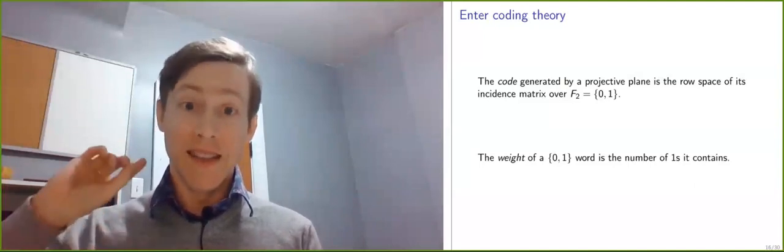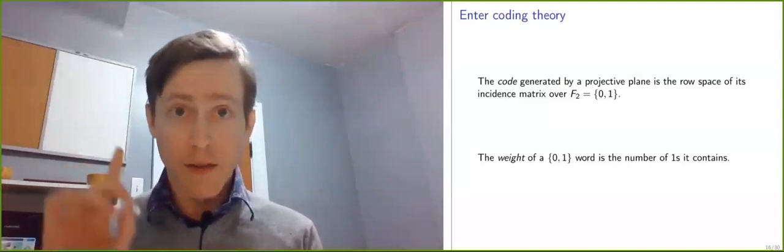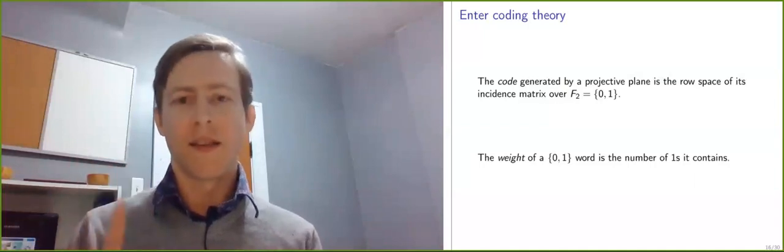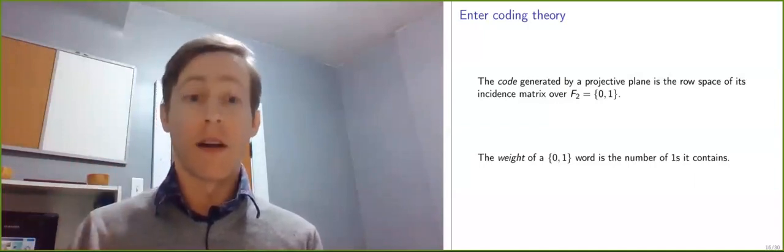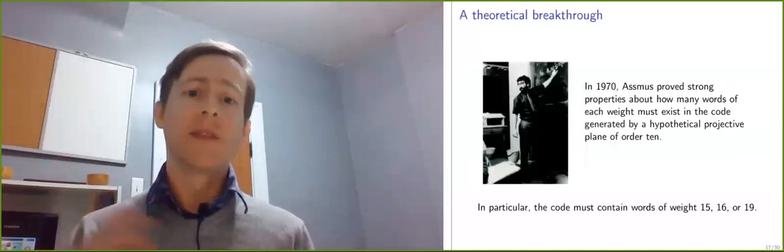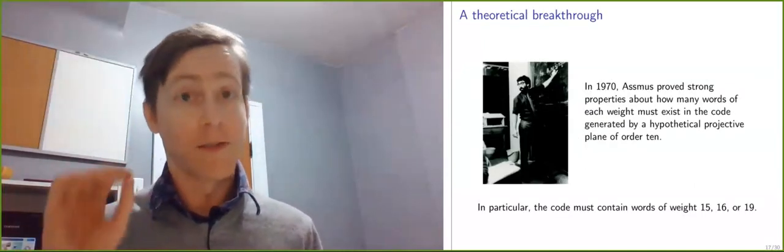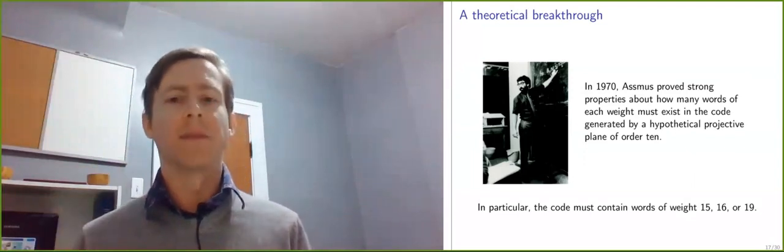Take the linear span. The weight of a 0, 1 vector is the number of ones in the vector. It's also known as the Hamming weight. The reason I give these two definitions is because of the following breakthrough from Assmus in 1970.